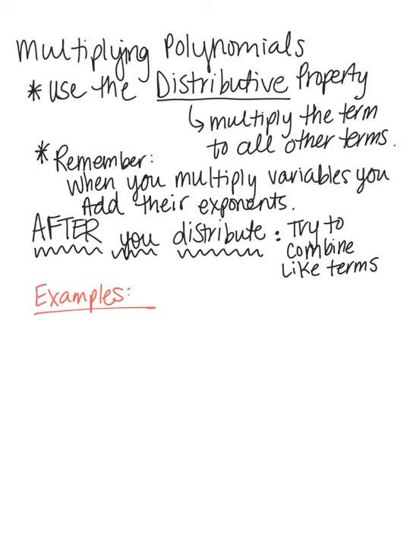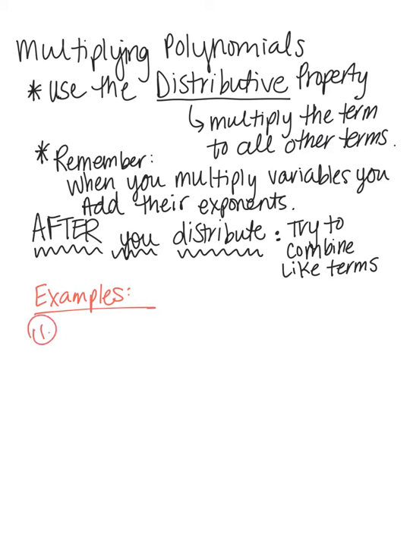After you've applied this distributive property, then you're going to try to combine like terms. I say try because there might not be any like terms to actually combine, but if there are, you want to go ahead and simplify by combining them. So let's look at an example here.